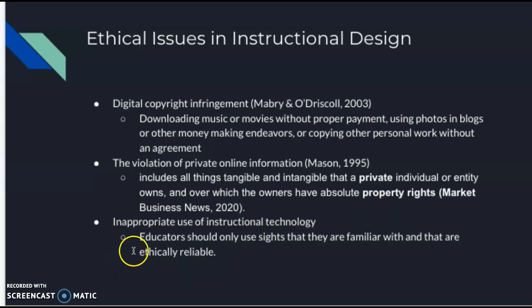The third umbrella ethical issue in instructional design is the inappropriate use of instructional technology. This is where educators should focus on using sites that are familiar. They should encourage students to only use reputable and familiar sites also, and not to click on anything that may pop up, anything like that.